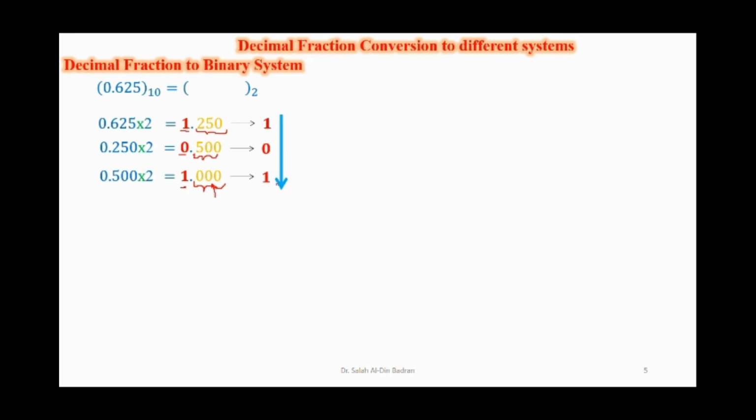How do we collect the result of binary digits? We start from the first remainder to the last one in this direction. How do we arrange them horizontally? We arrange them in this way, from the left to the right. Don't forget to write 0 point, because this is a fraction number. The result also is a fraction number.